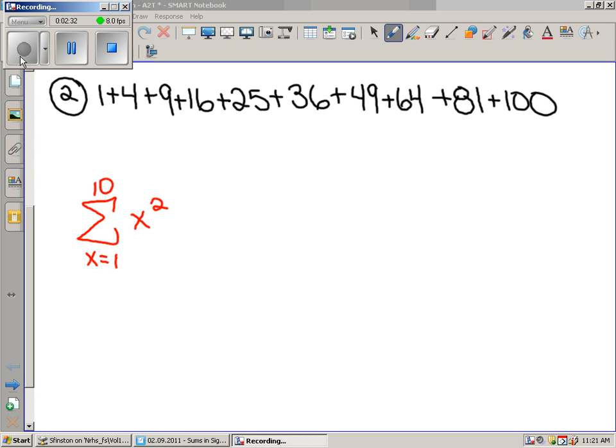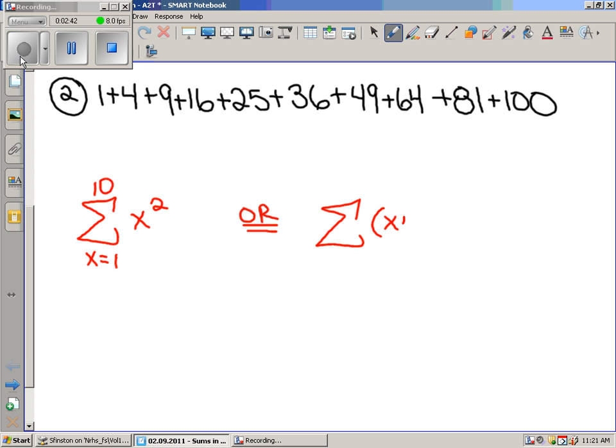Now, some people in first period said, "Oh, I'm going to write it out this way," and then people in second period said, "You know what? I didn't even think of that. I thought of writing it out like this. Is this wrong?" No, it's not wrong. It's just what do you have to start at for this to be true? And then what does it go up to?